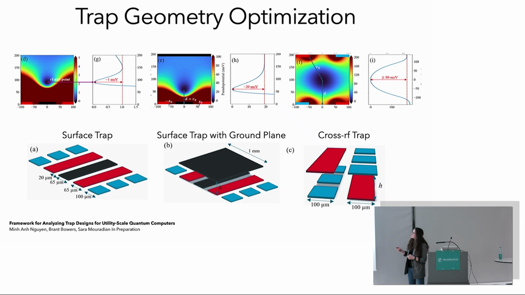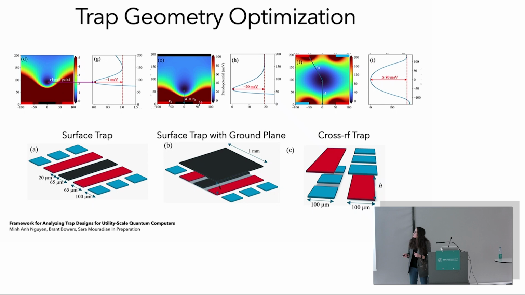And these are all made with the same exact voltage. So we can get trap depths that are much larger. Even with the surface trap, we can get trap depths that are much larger than room temperature, which is nice for keeping our ions trapped for a long time.